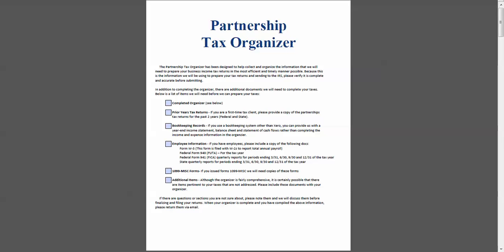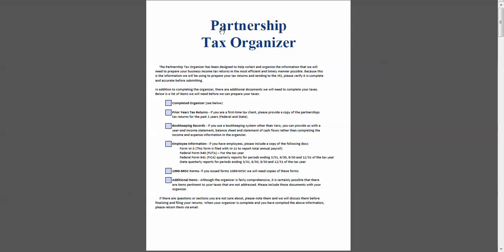I want to spend the next few minutes going over the Partnership Tax Organizer. This organizer is also used for multi-member LLCs. The purpose of this organizer is to not only help us organize all of your tax information for your business, but to also help you organize your information and tax documents on your end. This will allow us to prepare your business tax return in the most efficient and timely manner.